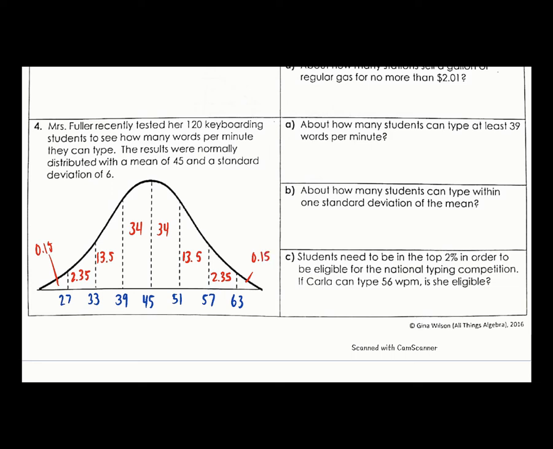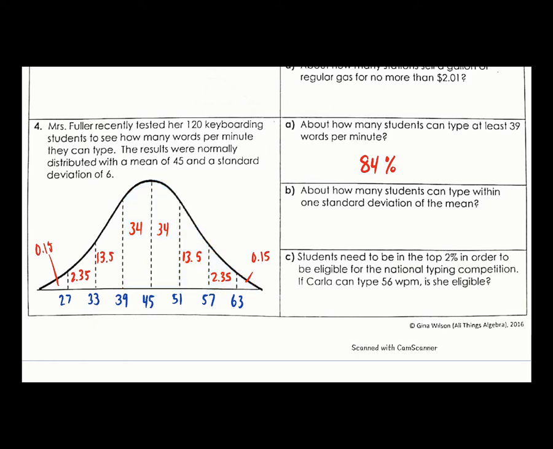So let's see what questions are asked here. About how many students can type at least 39 words a minute? What does at least mean? At least means at the least. That means 39 is the smallest amount. So we want to know who can do 39 or more. Well, remember, we're talking about all of these from this point forward, right? So I could either add all those up, 34 plus 34 plus 13.5 plus 2.35 plus 0.15, or I could remember that this portion right here from the mean over, that's 50%. So 50% plus 34% is 84%.